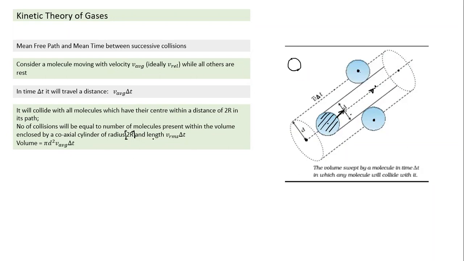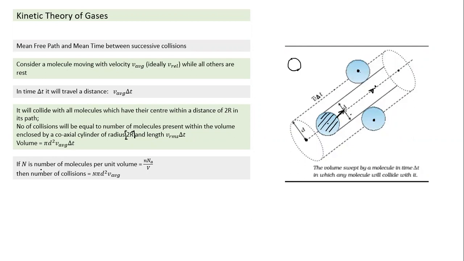Okay, so what is this volume here? The volume swept by a single molecule in time delta T will equal pi d square, the cross-section area, into V average into dt. So this is the volume it sweeps. All molecules which are present in this volume will collide.